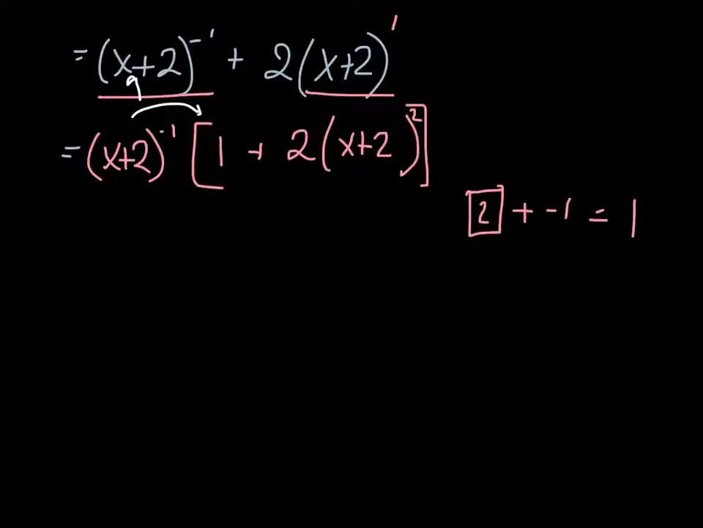Don't believe me? Expand both things out. (x + 2)^(-1) times 1 is (x + 2)^(-1). That's that bit good. (x + 2)^(-1) times 2(x + 2)^2 is 2(x + 2)^1. So I've factorised that out.